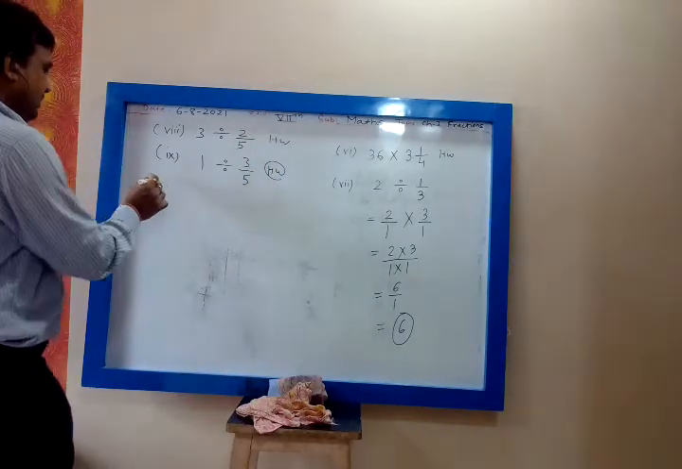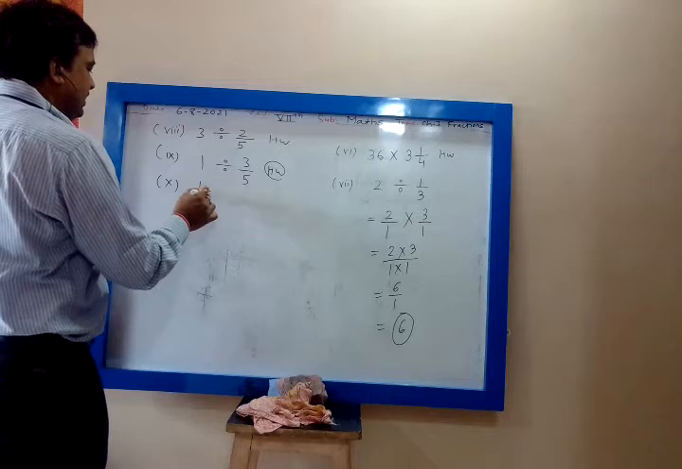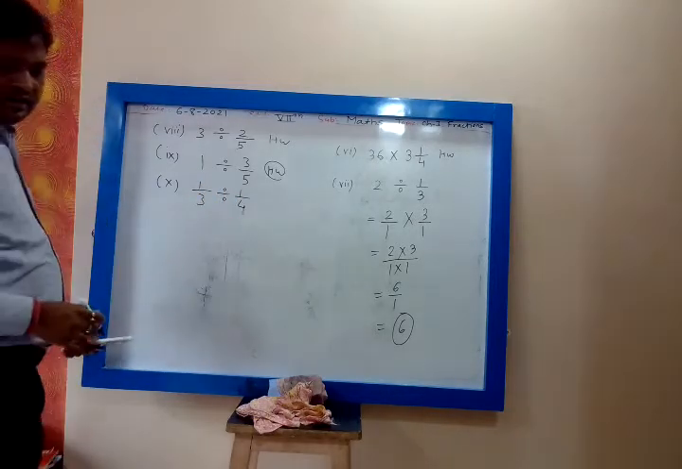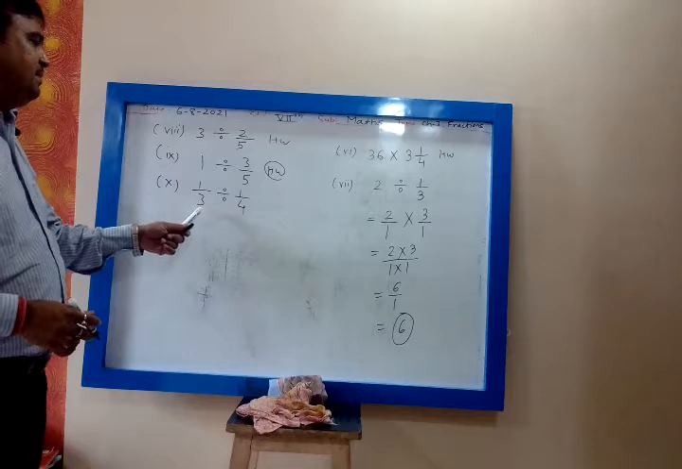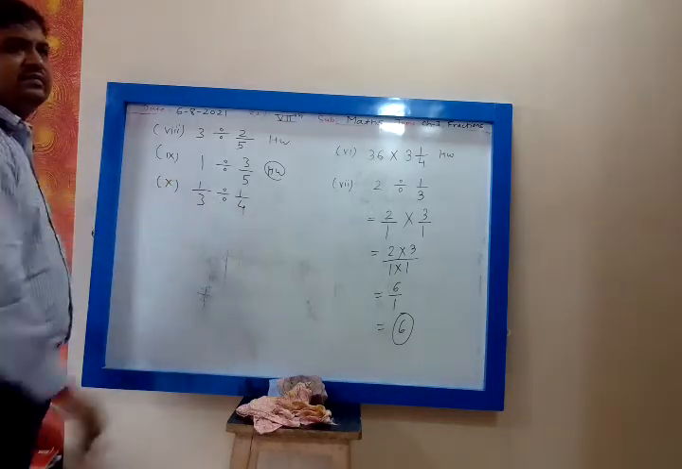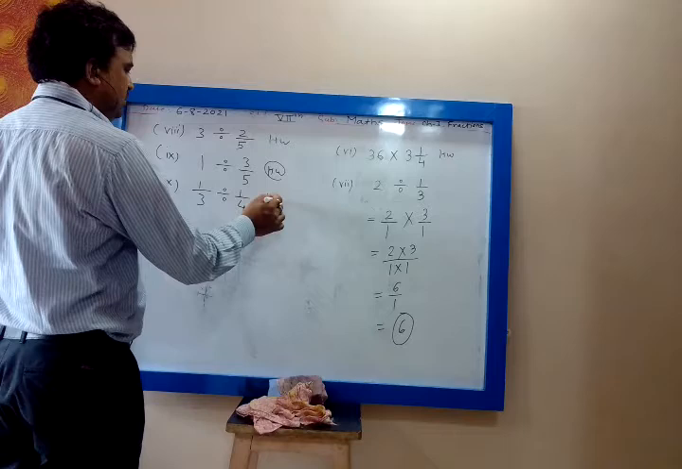Then the 10th one: 1 by 3 divided by 1 by 4. What will we write? Tell me. 1 by 3 multiplied by 4 by 1. So that is homework.